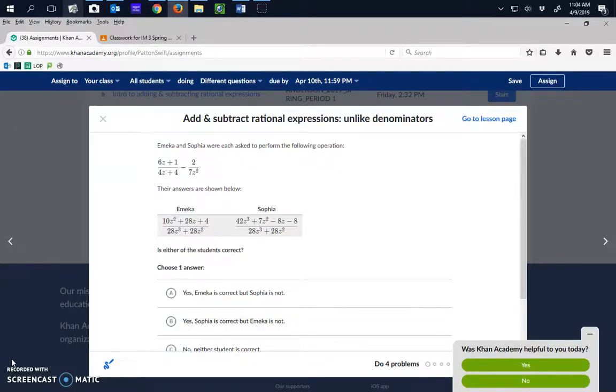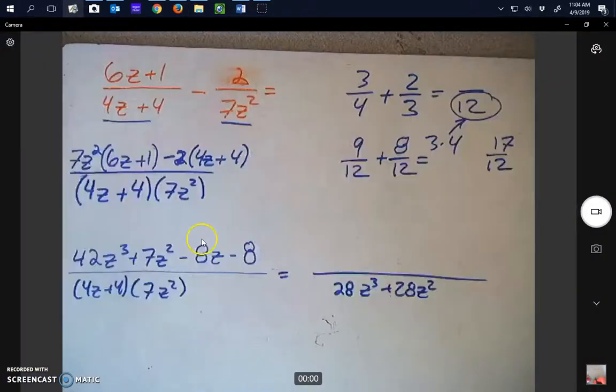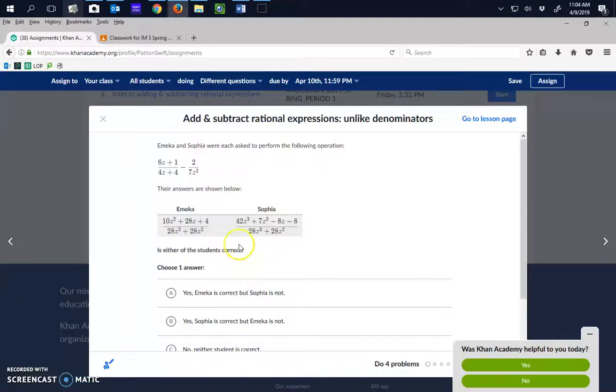So let's see what Amika and Sophia have. So they both have 28z cubed plus 28z squared on the bottom. So that's both correct right here. Now when you see 42z cubed plus 7z squared minus 8z minus 8, versus 42z squared plus 7z squared minus 8, Sophia is correct and Amika is not.